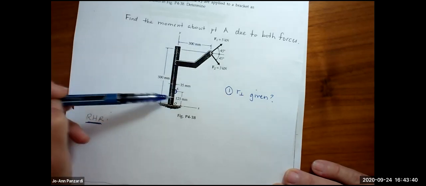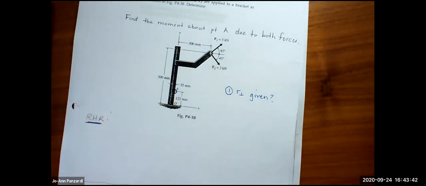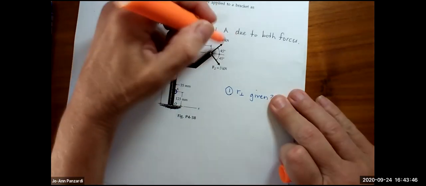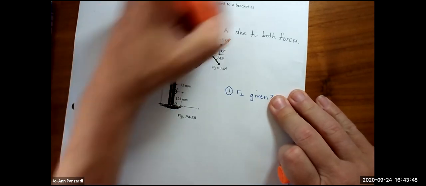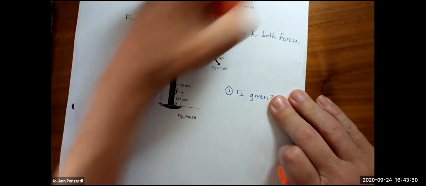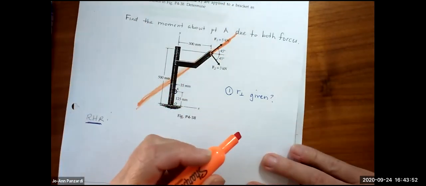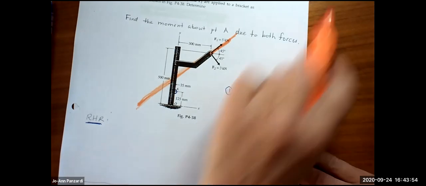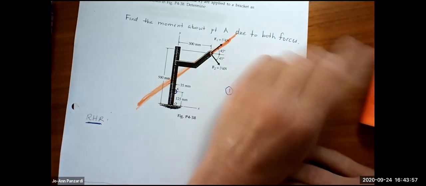From F1 to A. So again, what I always do in these problems is I look at the line of action of the force, right? Because I want to become more comfortable finding the perpendicular distance. Where is the perpendicular distance, Jordan?